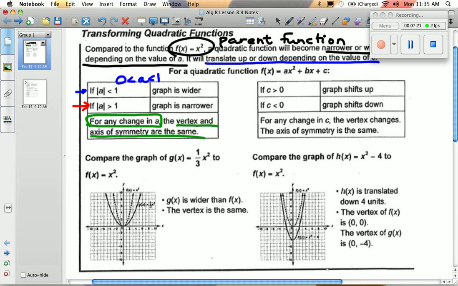Yeah, the vertex is always on the axis of symmetry, isn't it? So if the vertex doesn't move, will the axis of symmetry move? No. So those stay the same. That's what we're going to be looking for with the a value.